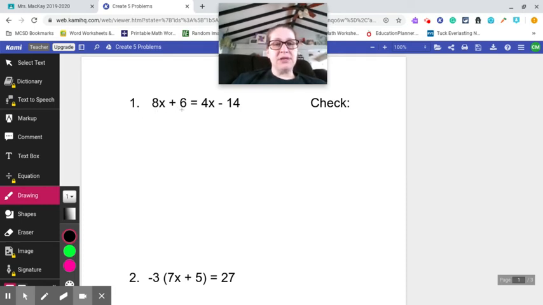Okay, we have 8x plus 6 equals 4x minus 14. I'm going to move my smallest x, so I'm going to subtract 4x from both sides. Okay, these cancel each other out. 8 minus 4 is 4.